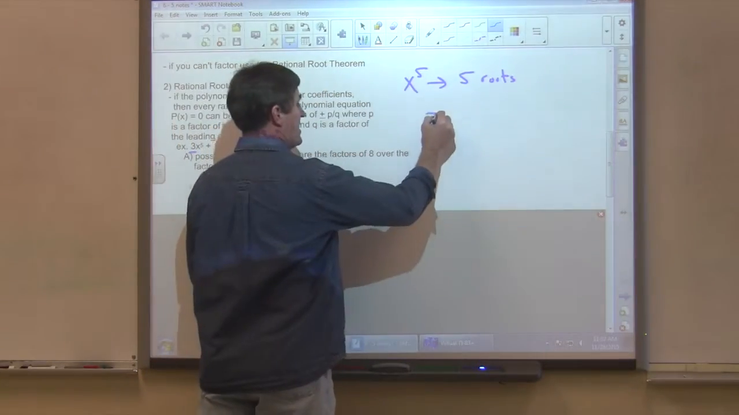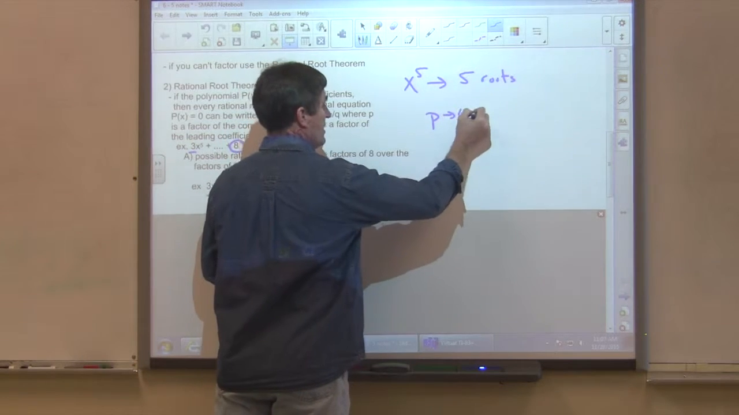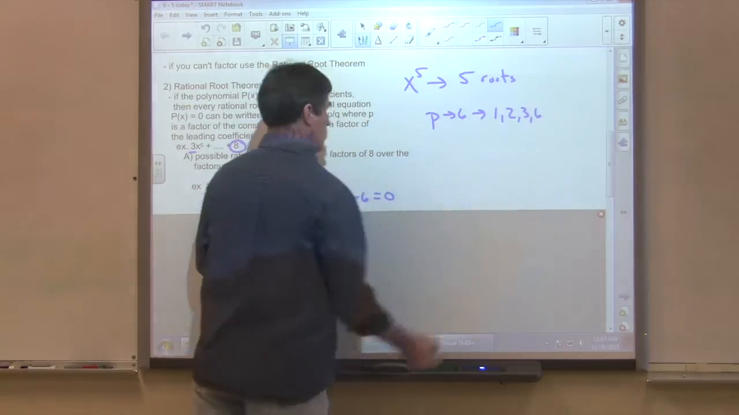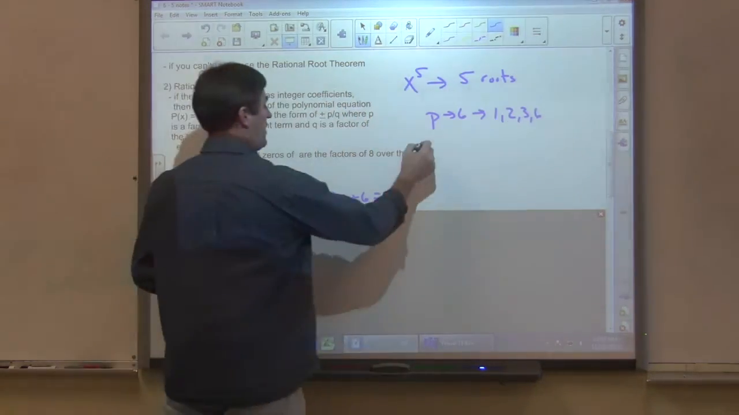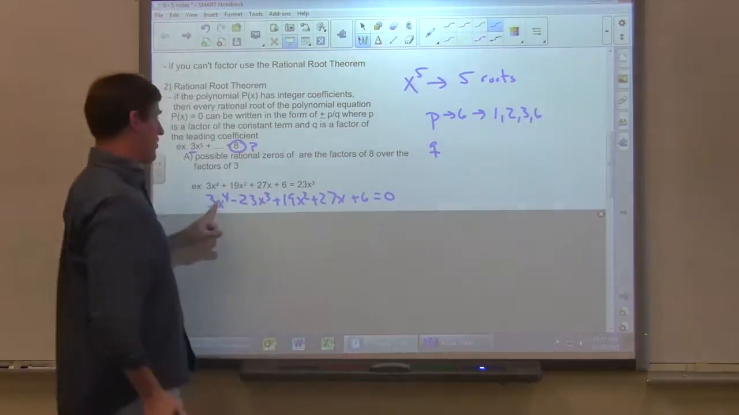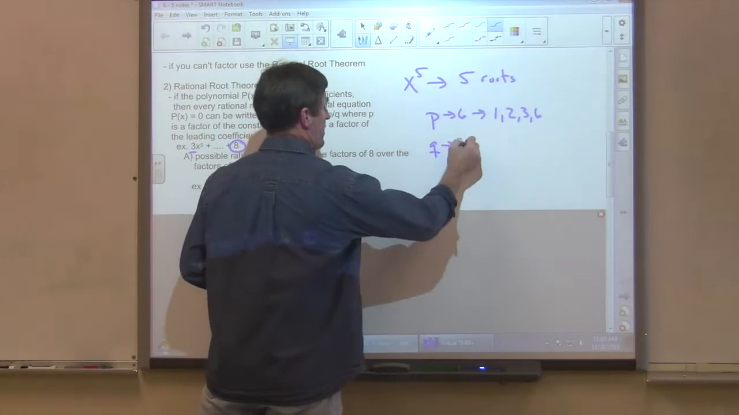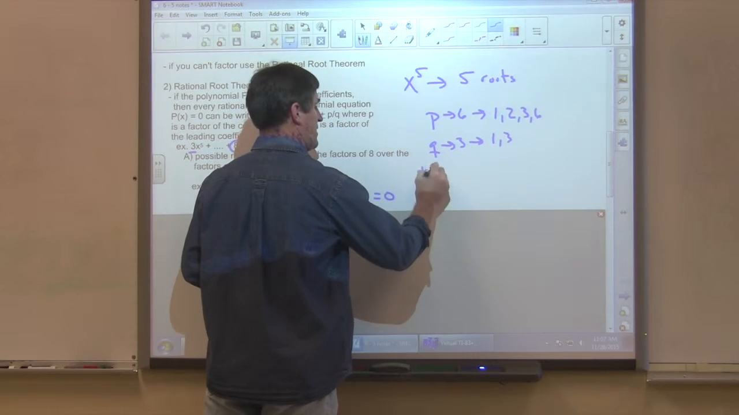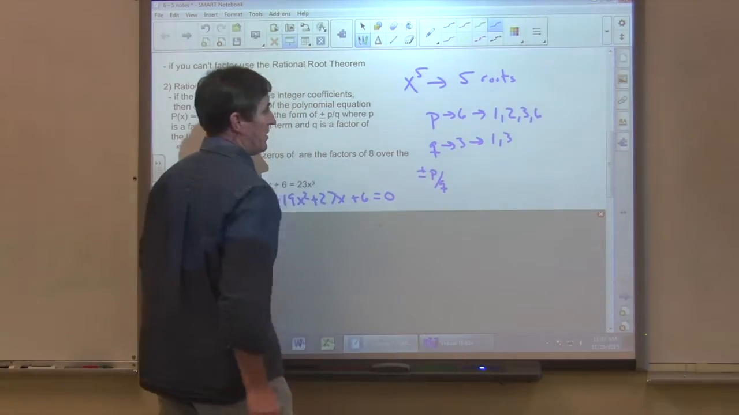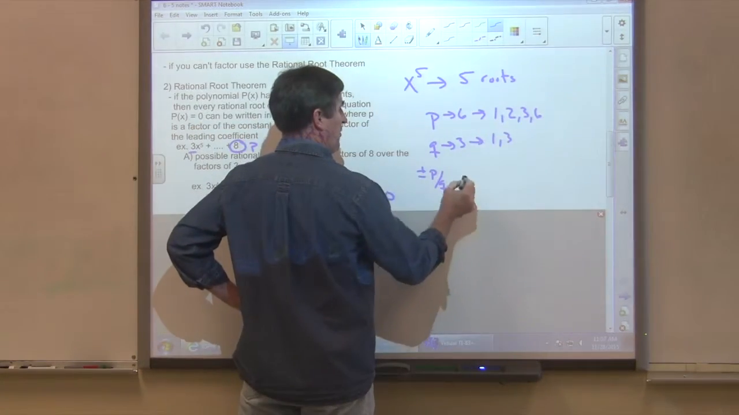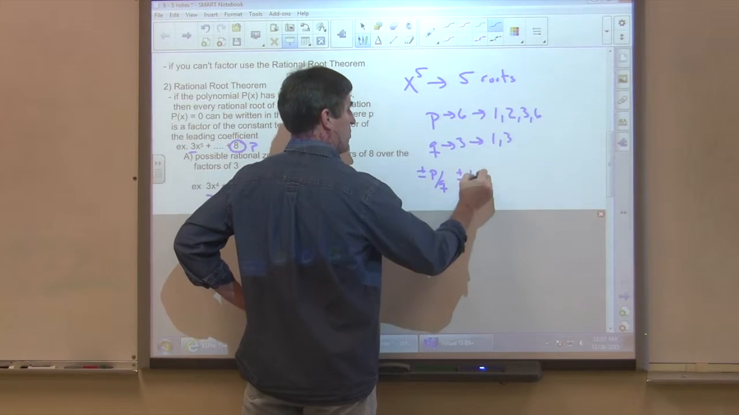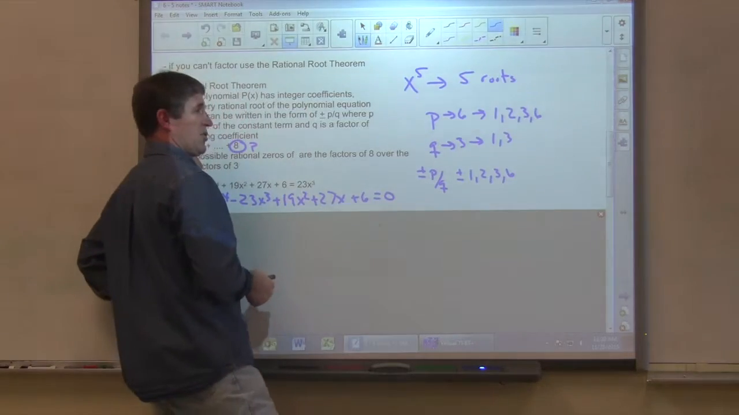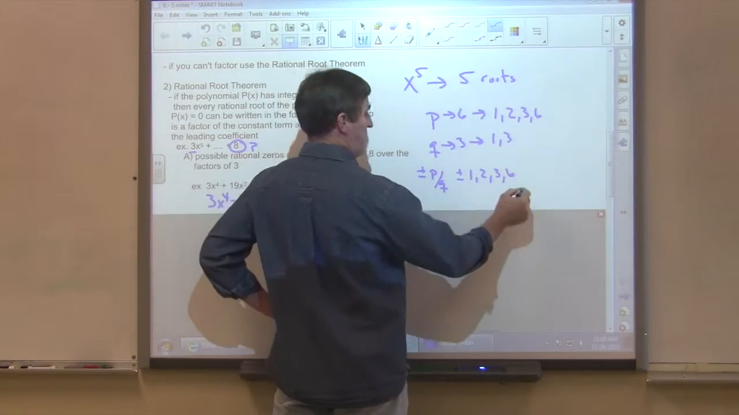Our p in this case is 6. And so the factors of 6 are 1, 2, 3, and 6. And our factors of q, our leading coefficient, is 3. So the factors of it are 1 and 3. So our possibilities of p over q, remember we're going to take all of these and put them over 1. So it's plus or minus 1, 2, 3, and 6, because when you put them over 1, it doesn't change them. And now we put them over 3.